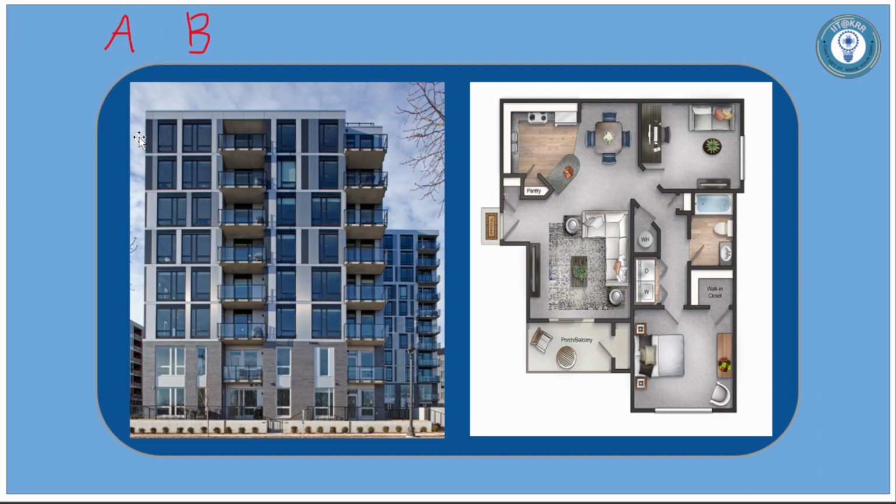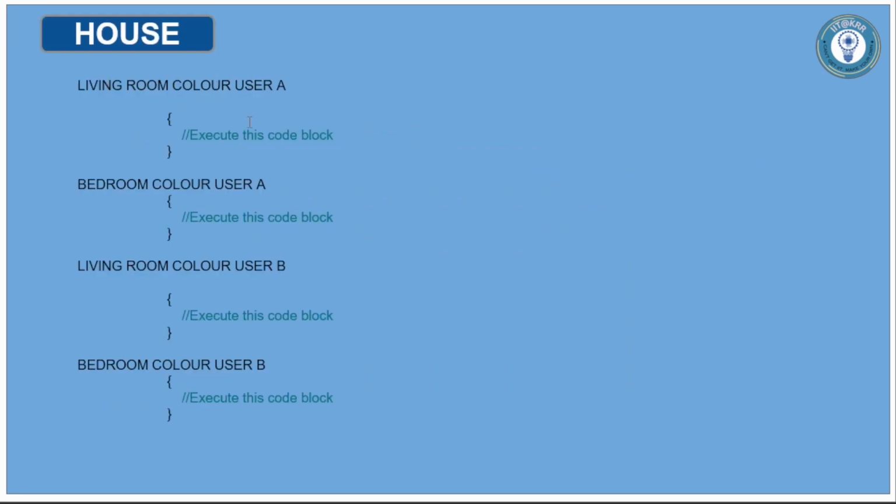A wants his flat to be painted differently. B wants his flat to be painted differently. Let us write a program for them. This is the living room color for user A, bedroom color for user A, living room color for user B, bedroom color for user B. They will get their flat painted as they like.